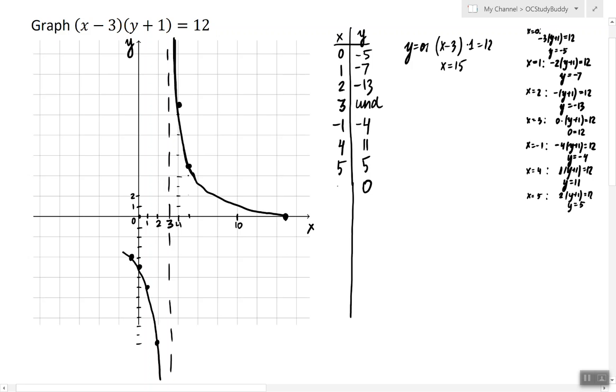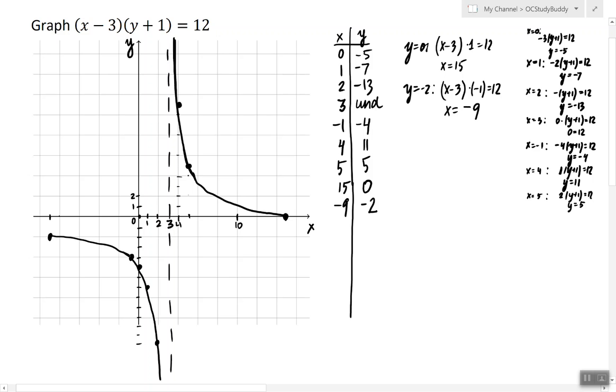What happens when y is equal to negative 2? When y equals negative 2, we have the following equation. So x is equal to negative 9. So we have this point. So negative 9, negative 2 is this right here. So the graph looks like this.